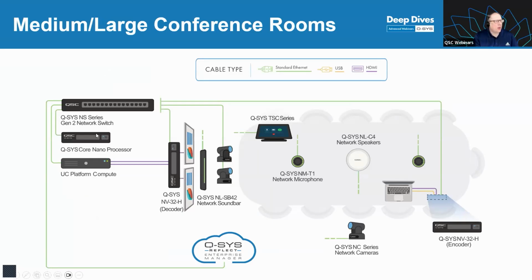So we've got a Nano in this room being used as the core. We've got two of our NC cameras at the front of the room, one at the side of the room, so that we can catch the little bit closer shots and provide a little bit more meeting equity. So yes, we've got a primary and secondary at the front of the room, but maybe we've got a camera off to the side to catch the persons who are seated a little bit further towards the rear of the room and give them a little bit more equity as well.